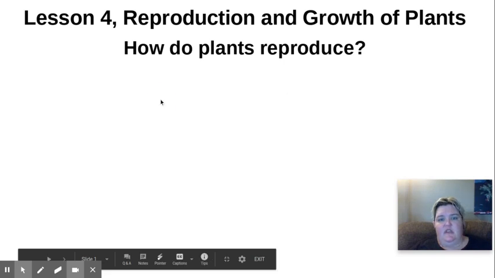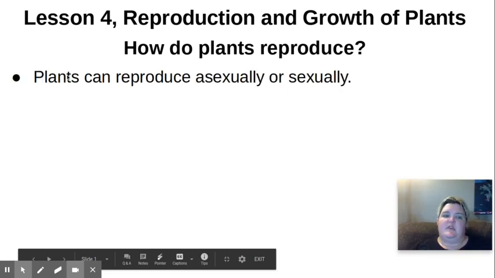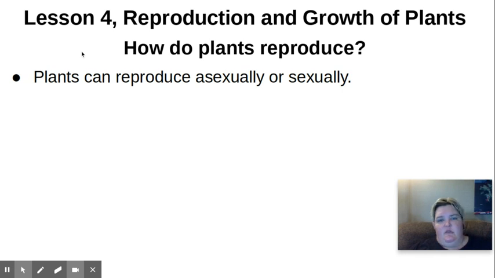All right, so how do plants reproduce? Now, yesterday when we were talking about animals, we dealt with only sexual reproduction. But today with plants, it's going to be both sexual and asexual reproduction. So, in other words, you have some that are going to be needing one or needing two parents, and some that have only the one parent. Okay.